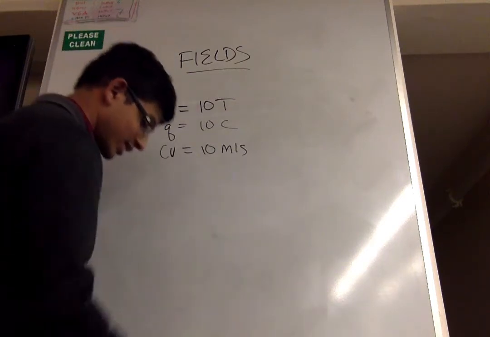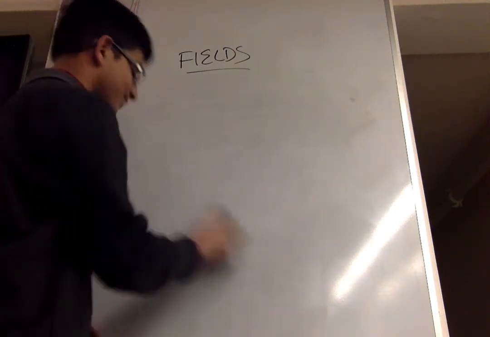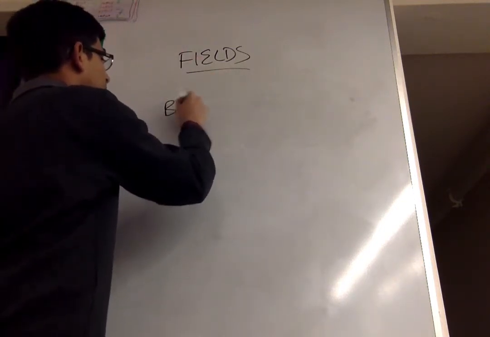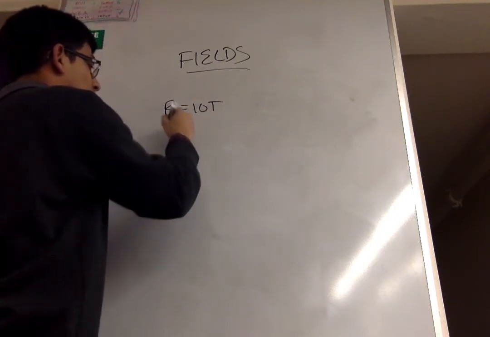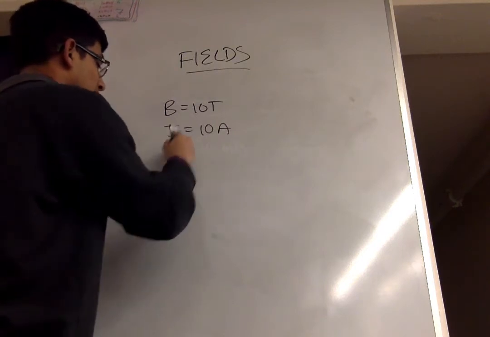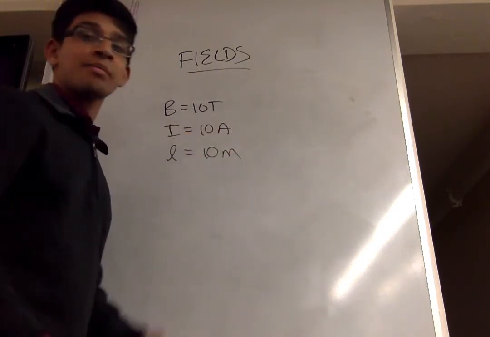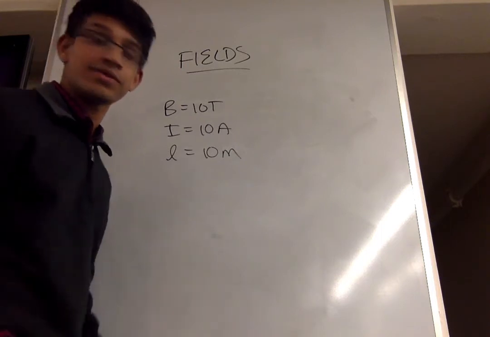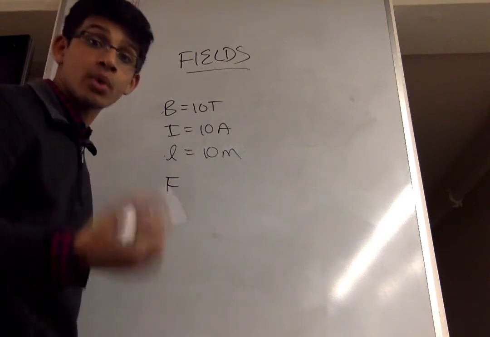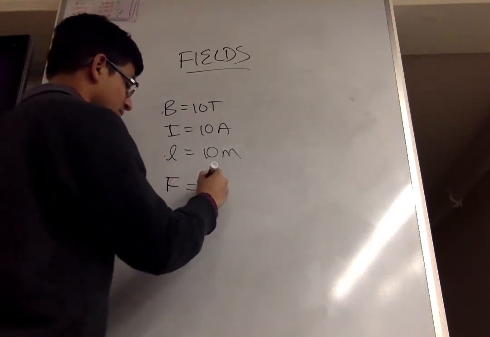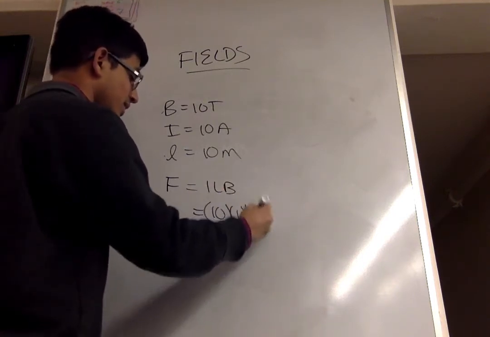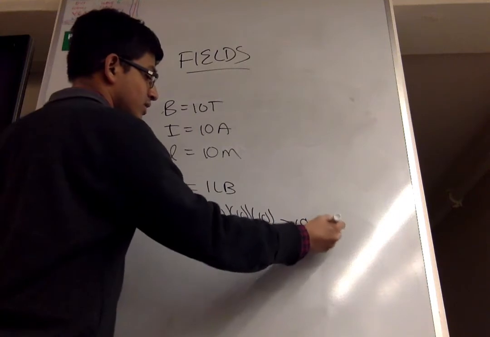Now, talking about current, suppose we have a magnetic field again with 10 Teslas of magnitude, a current of 10 amps, and a length of 10 meters. Again, not realistic numbers, but easy for calculations. We want to find the force, and these are perpendicular to each other, so sine of theta is 1. So then we know force is just given by ILB. I is equal to 10, L is equal to 10, B is equal to 10. This comes out to, again, 1,000 newtons.